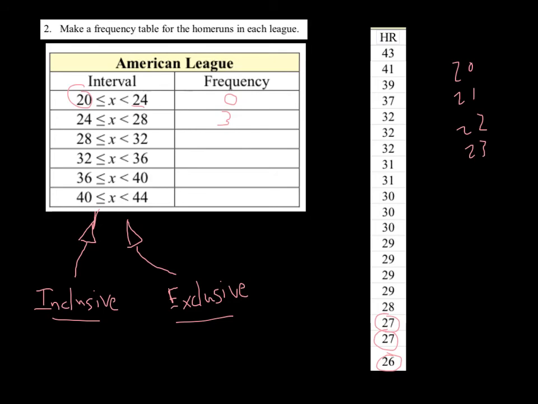Why don't you go ahead, press pause, and see if you can fill in the rest of your frequency chart. Remember, when we add all of these values up, it should add up to be 20. Press pause now and try it out. All right, so this is what I get. I get 0, 3, 10, 3, 2, and 2, and that adds up to be 20, so check. I should be error-free here.